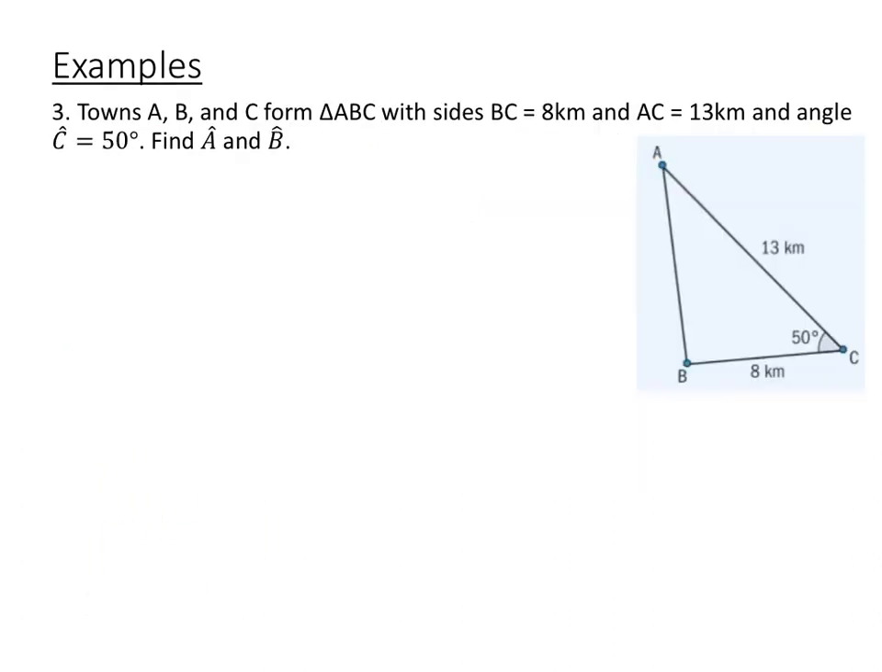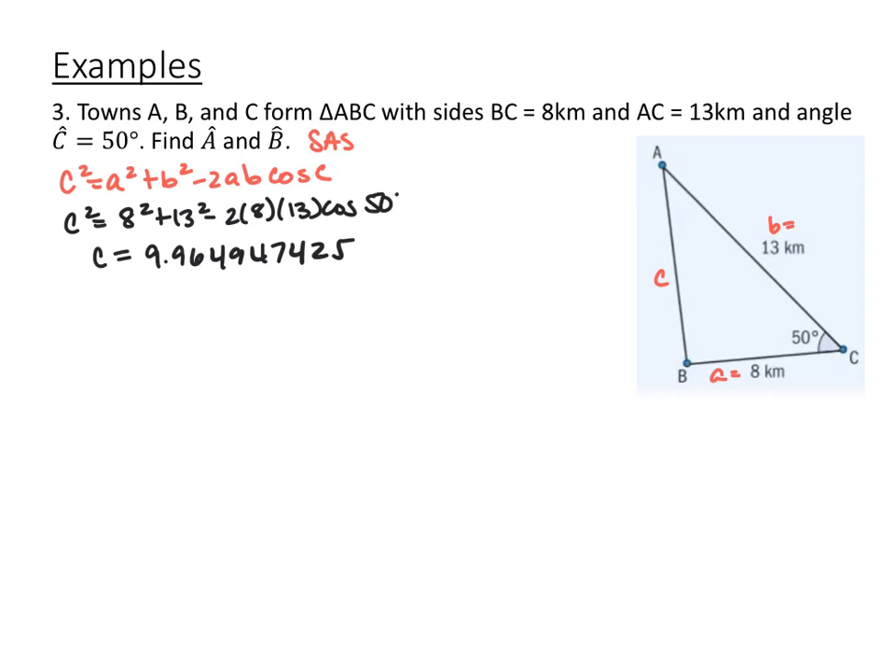So for this last example, towns A, B, and C form triangle ABC with side BC to be 8 kilometers and side AC to be 13 kilometers and angle C to be 50 degrees. And we want to find the 2 missing angles. So go ahead and pause the video and try that.